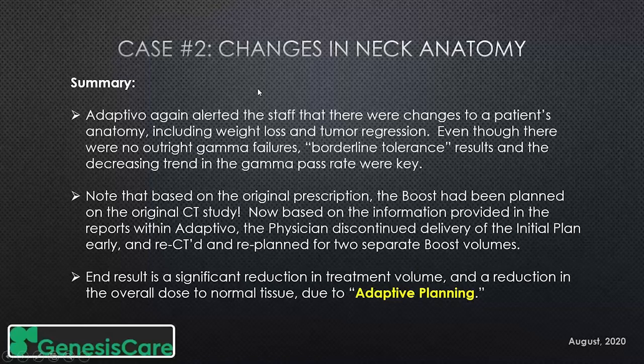So in summary, Adaptivo, again, alerted the staff that there were changes to a patient's anatomy, including possible weight loss and tumor regression. Even though there were no outright gamma failures, borderline tolerance results and the decreasing trend in the gamma pass rate were key. Note that based on the original prescription, the boost had been planned on the original CT study. Now, based on the information provided in the reports within Adaptivo, the physician discontinued delivery of the initial plan early and re-CT'd and replanned for 2 separate boost volumes.